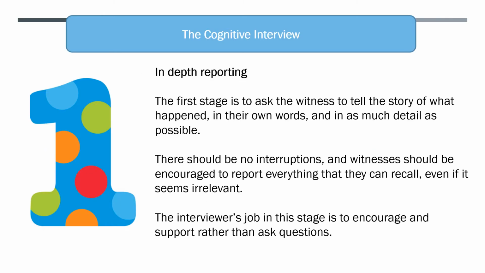So number 1, in-depth reporting. The first stage is they are asked to tell the story in their own words and in as much detail. The person who is interviewing them cannot interrupt them. They should be encouraged to report everything that they can recall, even if it seems irrelevant. The interviewer's job at this stage is to encourage them rather than ask them any questions. So just trying to make sure they've got every detail, let them tell the story however they want to. So in-depth reporting or report everything is the name of this stage.